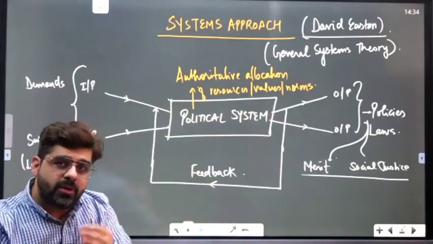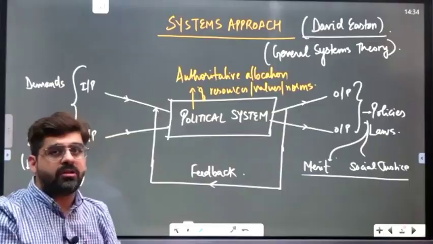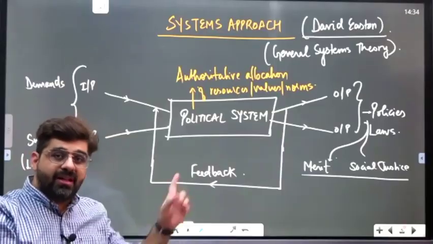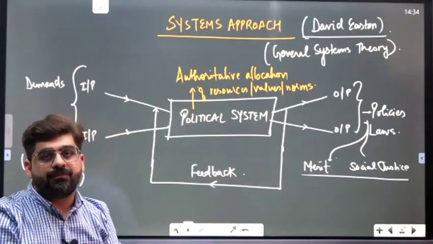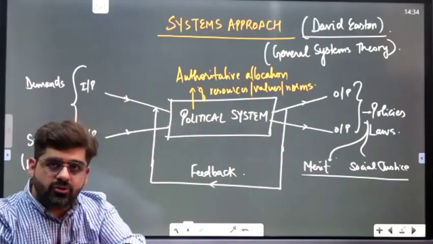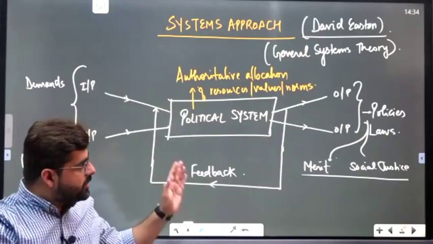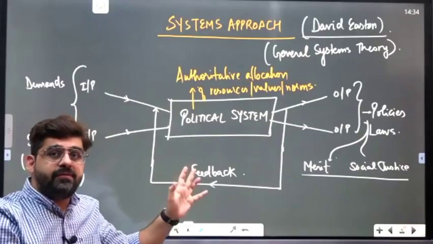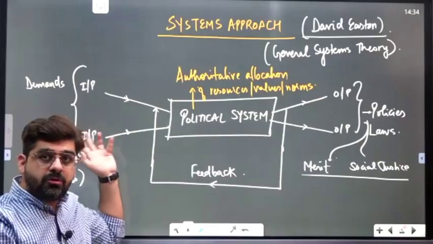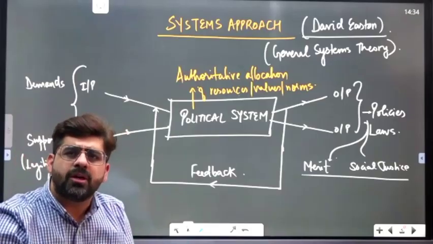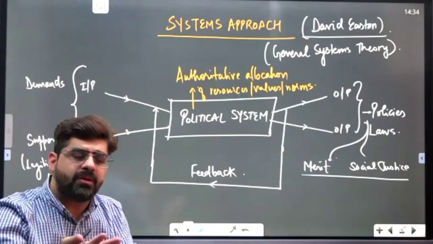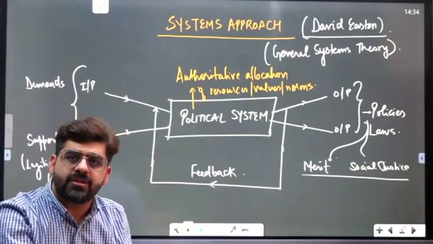What if we want to bring revolution? Where will you bring revolution? How will you bring revolution? Where is it coming in this system? Can the revolution come? Can social change happen? Because this system believes that the demand and the support which is coming, where are they coming from? The demand and the support are coming from the people, from the social system which is there.